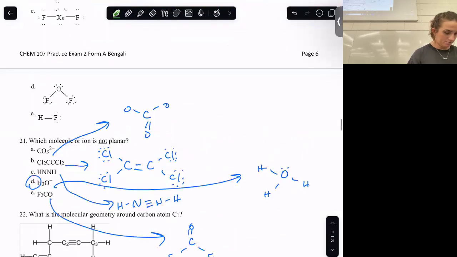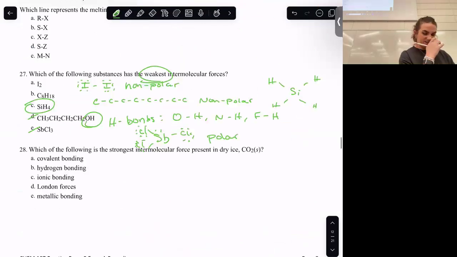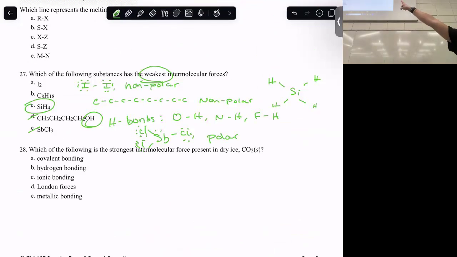Was it 27? We were looking at 27 here, with the weakest intermolecular forces. So your D here, with hydrogen bonds, is going to be your highest because that has the strongest intermolecular force. Since that one has hydrogen bonds, it's going to have the highest boiling point here. Your SbCl3 is a polar molecule, it has dipole-dipole.